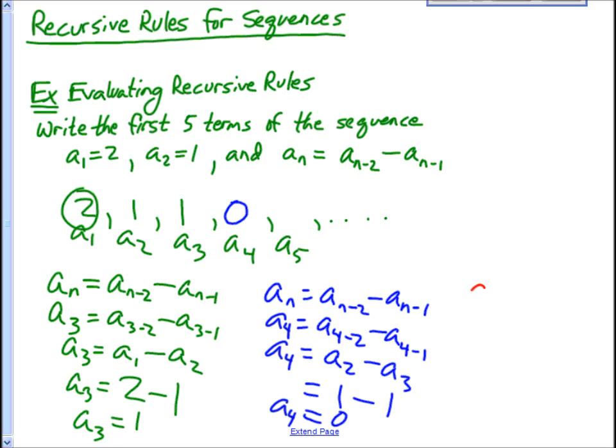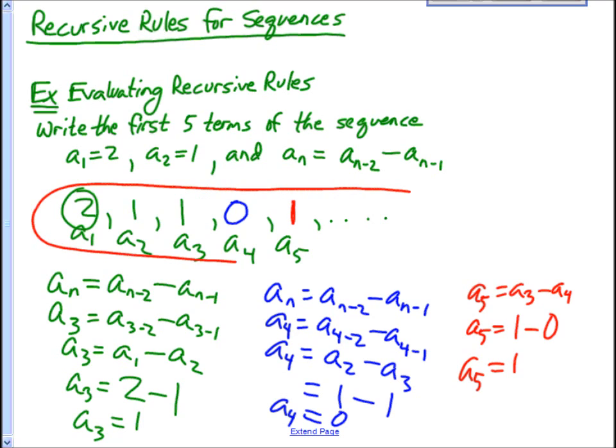The fifth term is going to end up being the third term minus the fourth term, right? Once I plug it in. So our third term was 1. Our fourth term was 0. So it looks like our fifth term ends up being 1. There we go. And there's our first 5 terms. Okay, so you just plug it into the formula and then substitute in for the terms that you need, and that's a recursive rule. So it's dependent on previous terms.